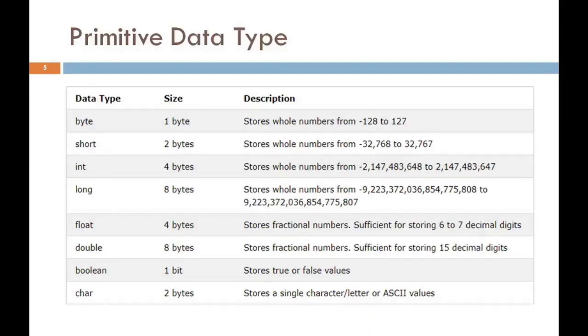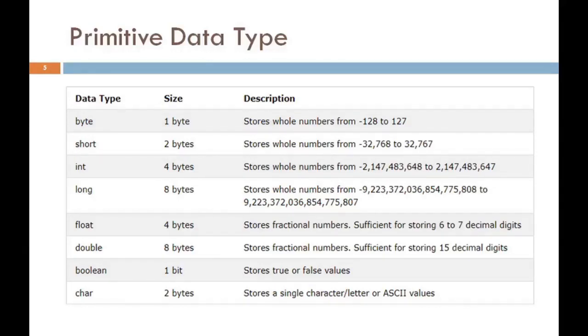Float. Float size is 4 bytes and it is used for fractional numbers and is sufficient for storing 6 to 7 decimal digits. That means the total length of the numbers is up to 6 to 7 decimal digits with floating point numbers. Then the double, which again is 8 bytes in size and is also used for fractional numbers, but the storing range for double is up to 15 decimal digits.